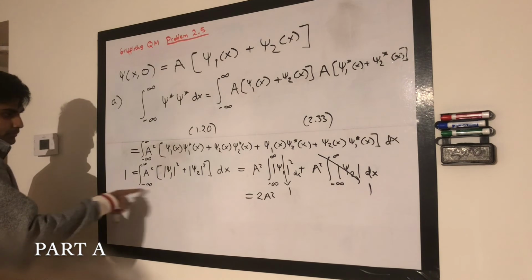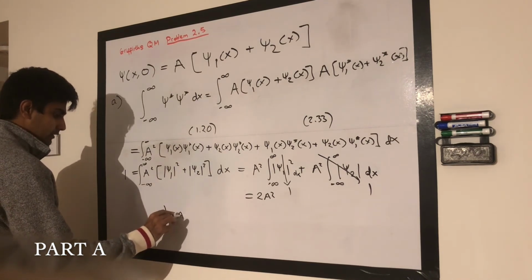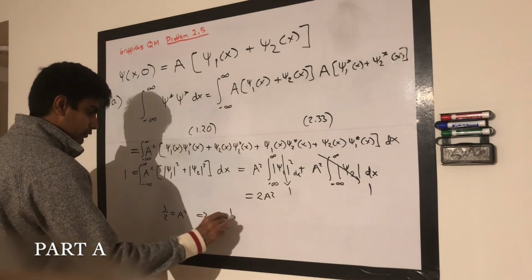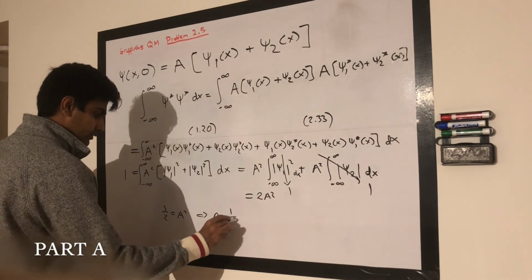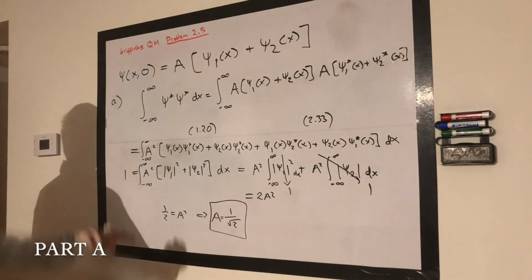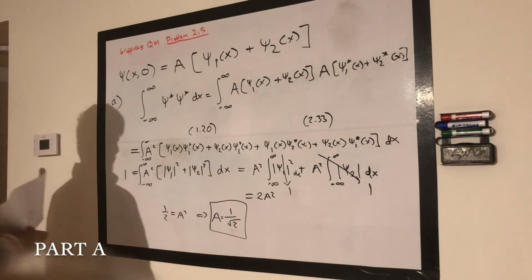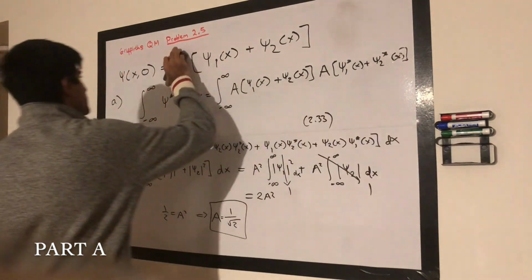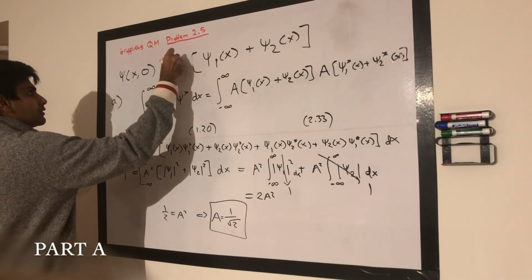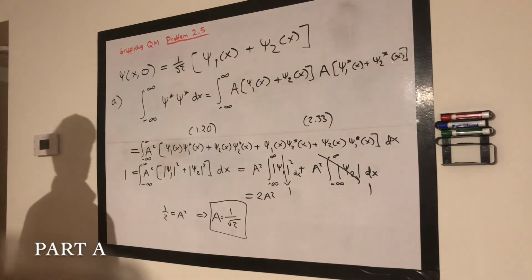And we've set that equal to 1, so we get 1 over 2 is equal to A squared, and therefore A is equal to 1 over the square root of 2. So this will give us our normalized version of psi, which we can write as 1 over the square root of 2 times the linear combination of the first and second states.